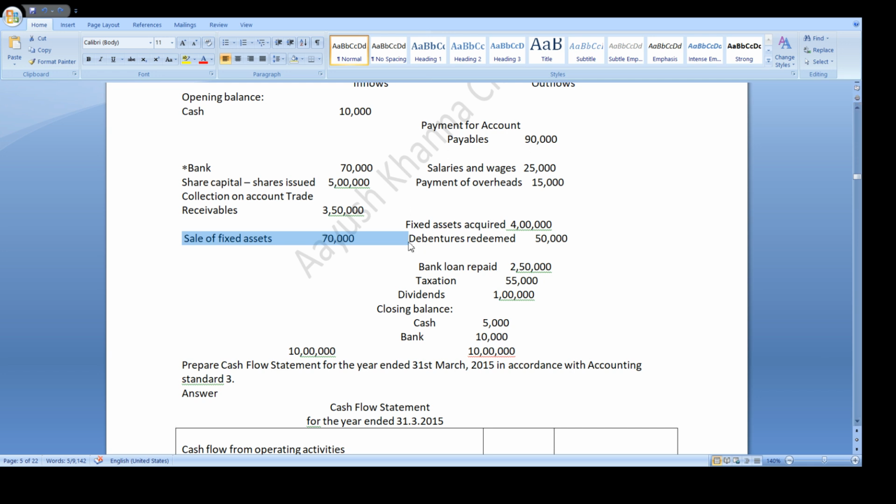Now it says that the debentures redeemed rupees 50,000. Bank loan repaid 2,50,000. Taxation 55,000. So we missed a point in operating activities.